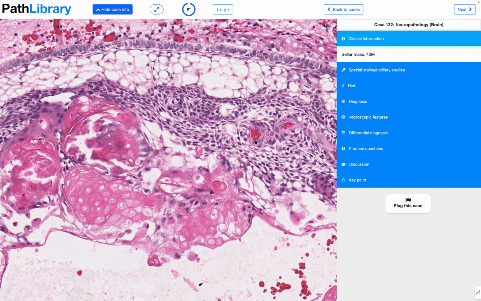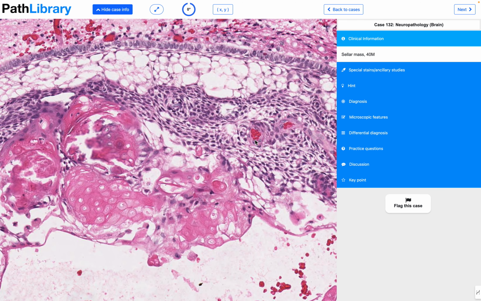We don't see any papillary structures. We don't see any cells that are salt and pepper like chromatin epithelioid. We see some nonspecific calcifications here. So let's see, special stains. You would want to do a beta-catenin, which should show nuclear positivity in an adamantinomatous craniopharyngioma because those are driven by a CTNNB1 mutation. A papillary craniopharyngioma, on the other hand, is driven by a BRAF mutation.